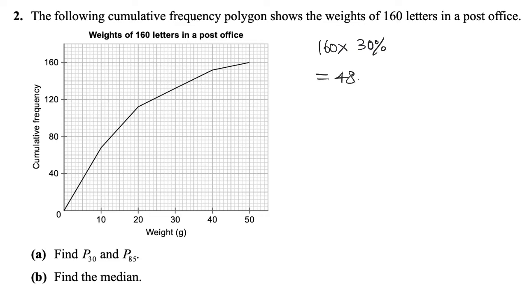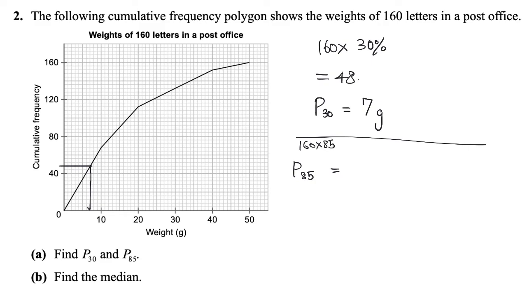So we draw the diagram by using this, and then to know it, that will be here. And then you draw the line, and you will see it here, and the result, that should be 7, okay? That means P30 equals 7 gram, okay? And then for the next one, you have to find out for 85%, okay? That should be equal to 136.